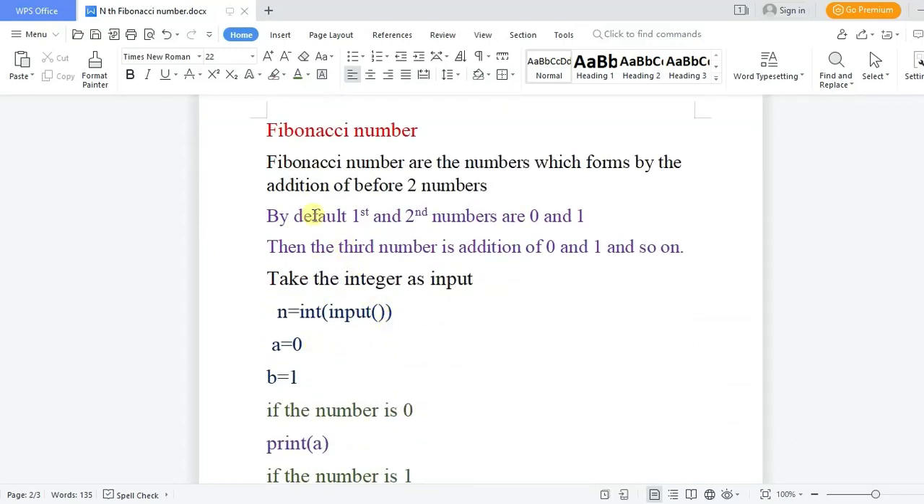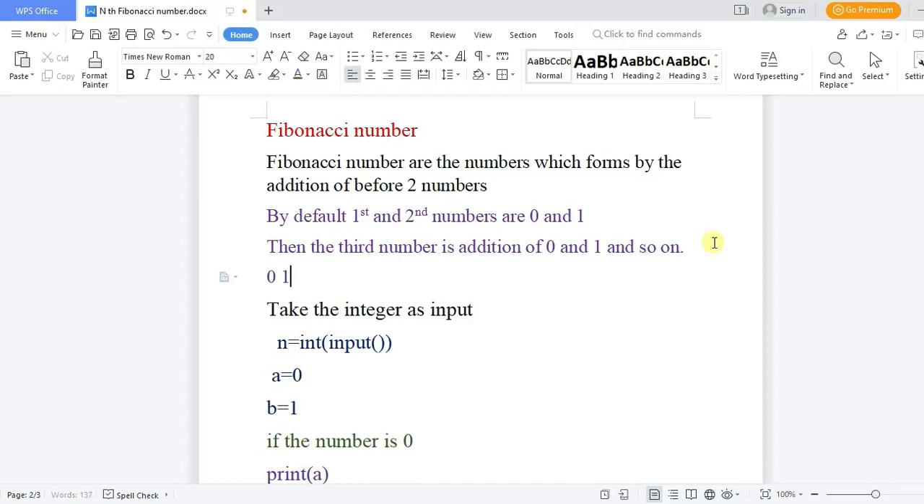What is meant by a Fibonacci number? Fibonacci numbers are the numbers formed by the addition of the previous two numbers. That means if A is 0 and B is 1, then C is 0 plus 1, which is 1. Then D will be 1 plus 1, which is 2, and it goes on like that. So the Fibonacci numbers are 0, 1, 1, 2, 3, 5, 8, 13 and so on. I hope you understand: 0 plus 1 is 1, 1 plus 1 is 2, 1 plus 2 is 3, and so on.